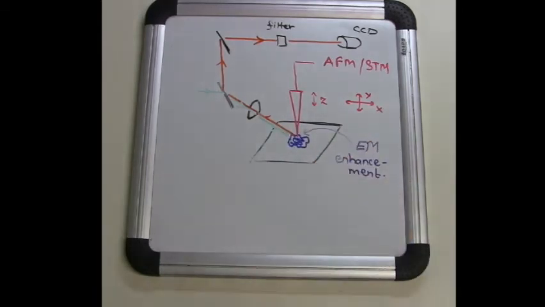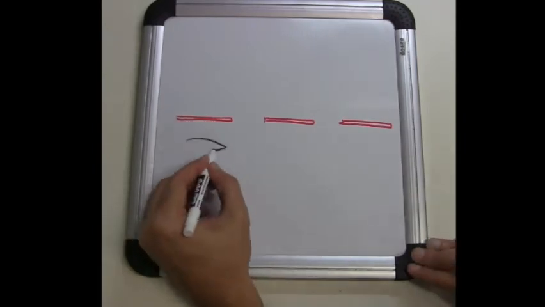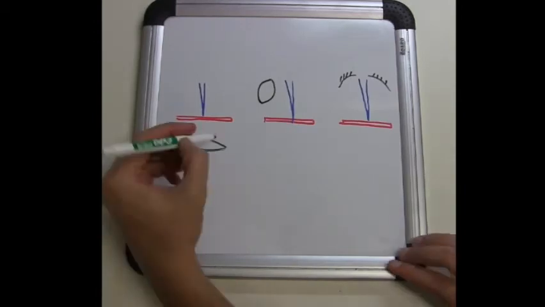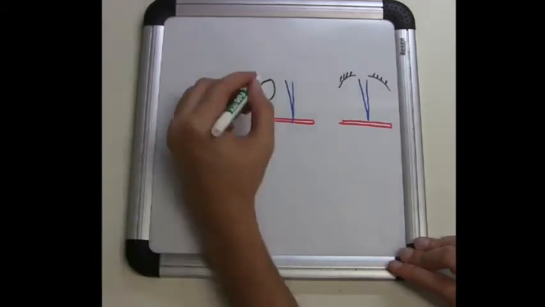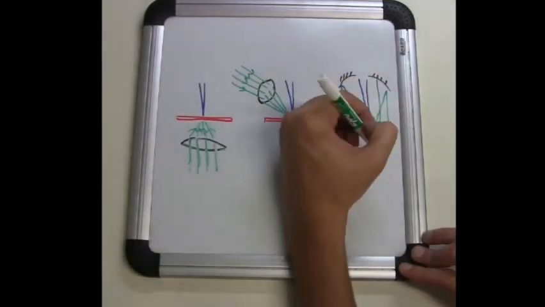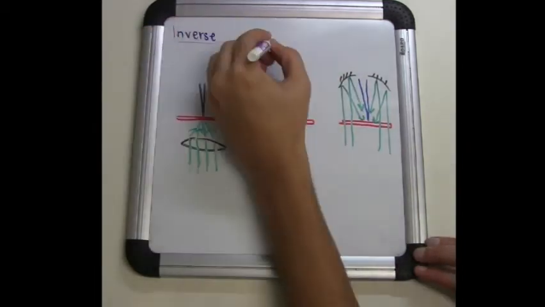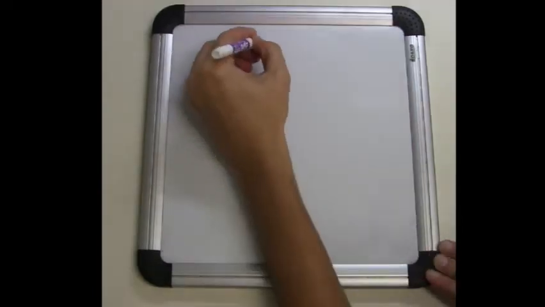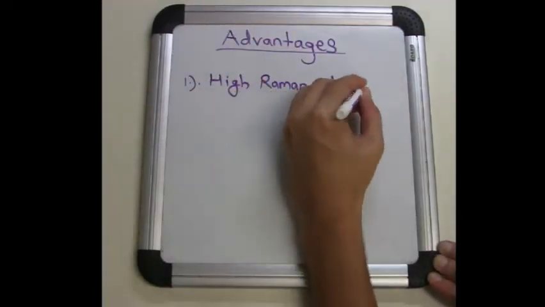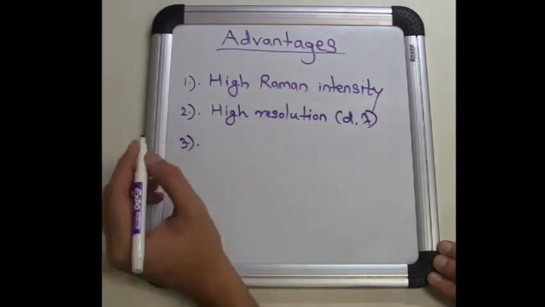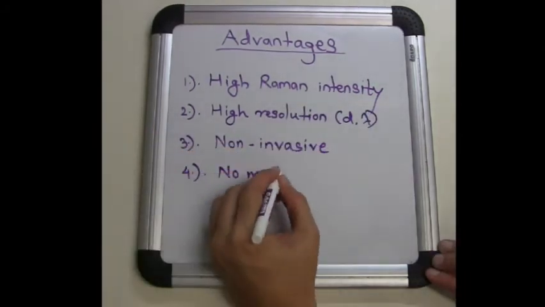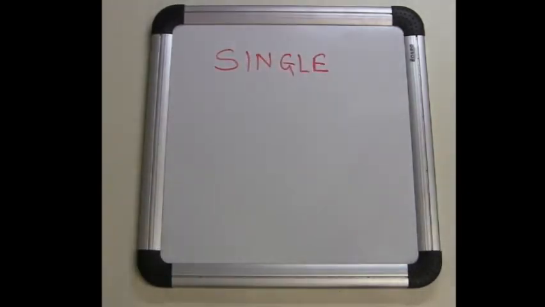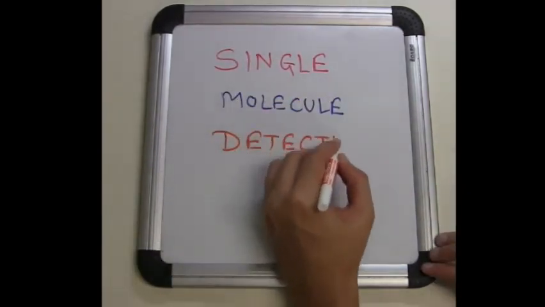There are three possible experimental geometries for tip-enhanced Raman spectroscopy: inverse illumination, side illumination, and top illumination. Inverse illumination requires thin and transparent samples, whereas side illumination and top illumination are good for opaque ones. The advantages of TERS are the high Raman enhancement, high spatial sampling resolution, non-invasiveness, and dye label-free spectroscopy and imaging. No cooling setup is required for this. In addition, this technique potentially enables single molecule detection.